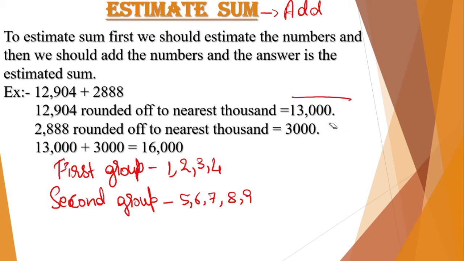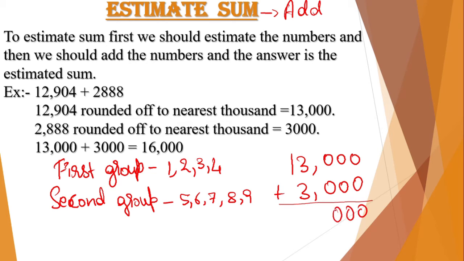Should add the estimated numbers. Okay. So the estimated number, the first number is 13,000 and the second number is 3,000. So we should add these two numbers. So 0 plus 0 is 0, 0, 0 again, and 3 plus 3 is 6, and 1 as it is. So the estimated answer will be 16,000. So this is just the approximate answer but not the actual answer because we estimated the numbers, right?